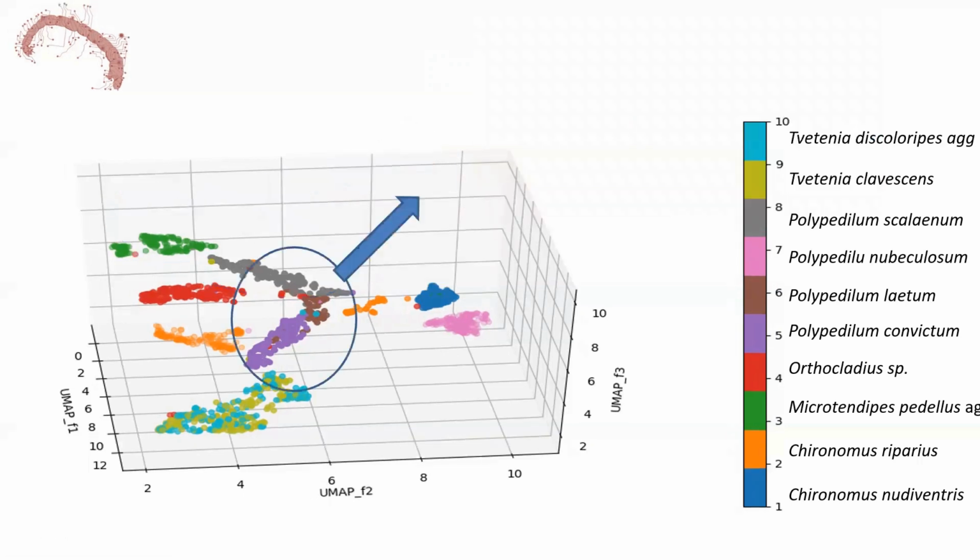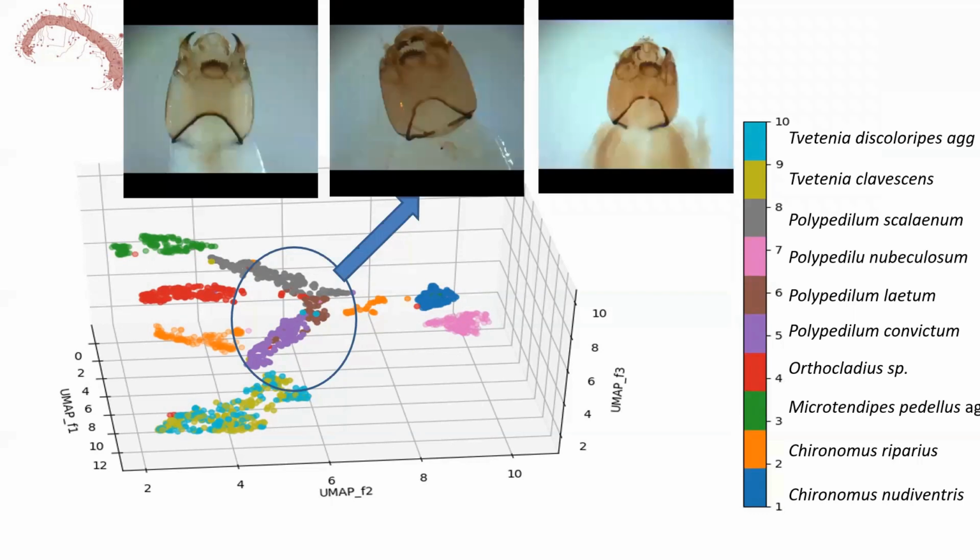And also the betaVAE algorithm and UMAP approach put close together three different species from the same genus, Polypedilum scalenum, Polypedilum latum, and Polypedilum convictum. And this is something that was expected because these three species were really similar.